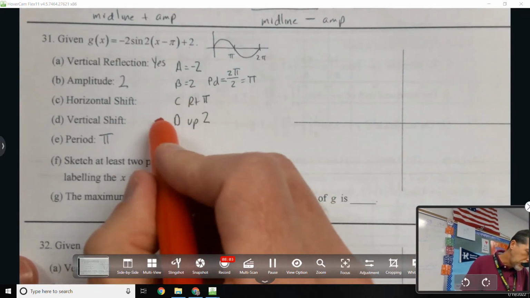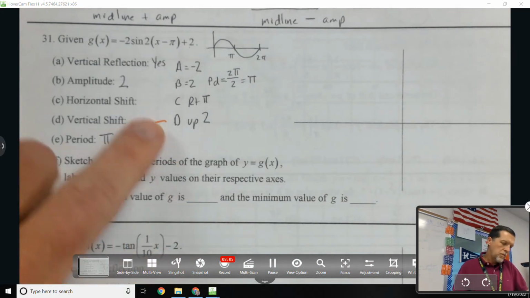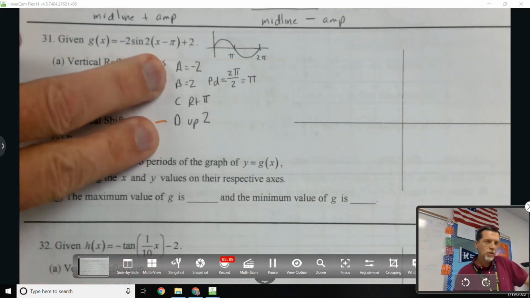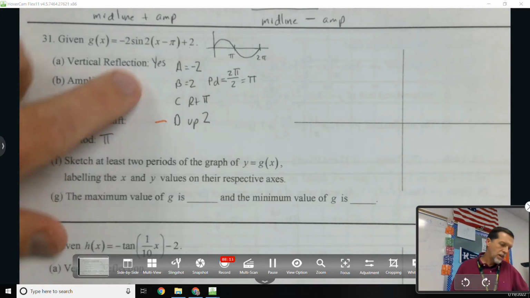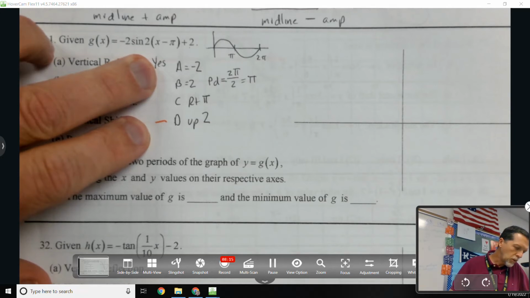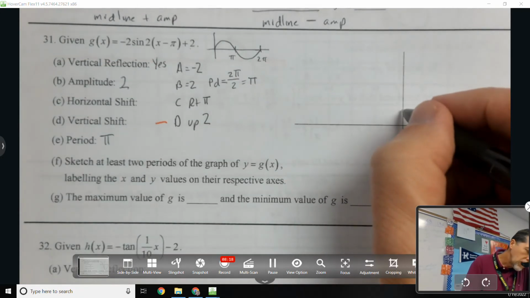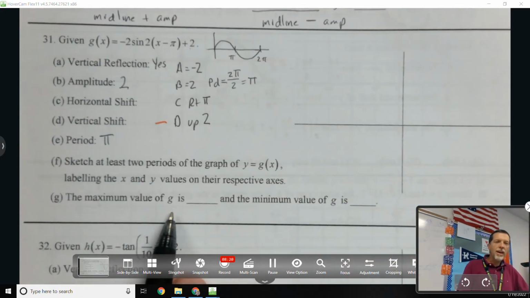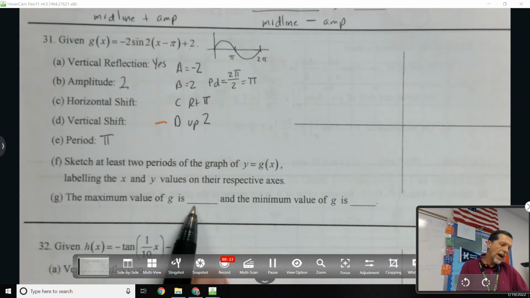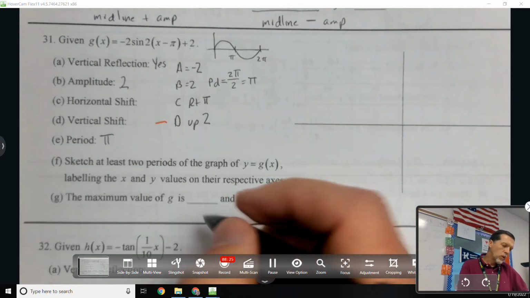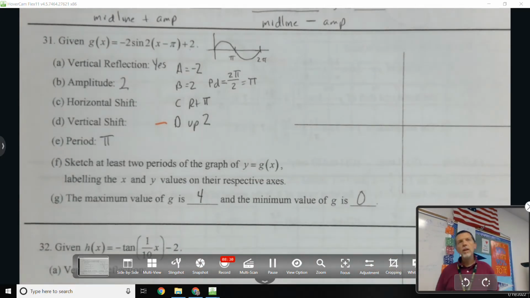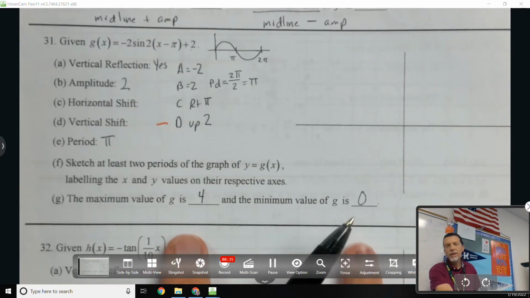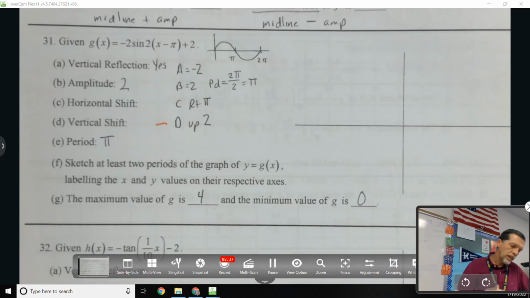All right, so up 2. Although be careful before you go up 2 because you need to know how far above that and how far below that you need to go. But amplitude is 2. So I can actually know already my maximum value. How high is this thing going to go? 4. And how low will it go? 0. So it may be worthwhile to answer those first, because then you have an idea of what your scale should look like.